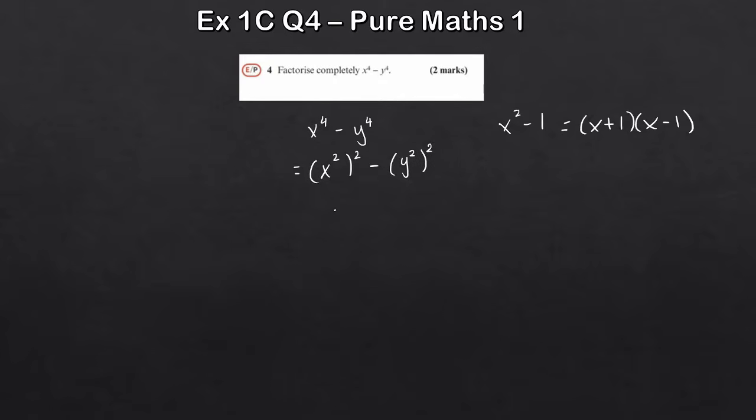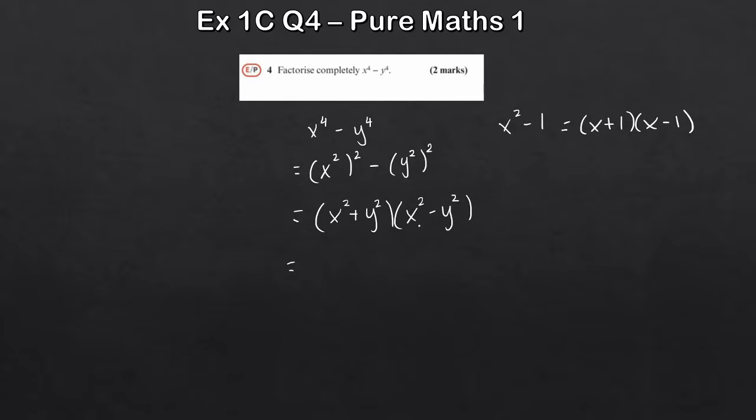So using this now, we can write this as x squared plus y squared multiplied by x squared minus y squared. Okay, and if you expand this, you will end up with just this term here. Now, this is factorised, but it's not factorised completely. So this is where you've got to be careful. This here would probably just get you 1 mark, but we want to get the second mark as well. So to do that, we need to factorise completely.